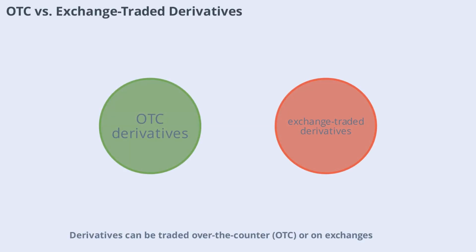Derivatives can be traded over-the-counter (OTC) or on exchanges. OTC derivatives are privately negotiated and customized but carry counterparty and settlement risks. Exchange-traded derivatives are standardized, transparent, and settled through a clearing corporation, which eliminates counterparty risk. Each market has its advantages and limitations, and the choice depends on the participant's needs and risk tolerance.